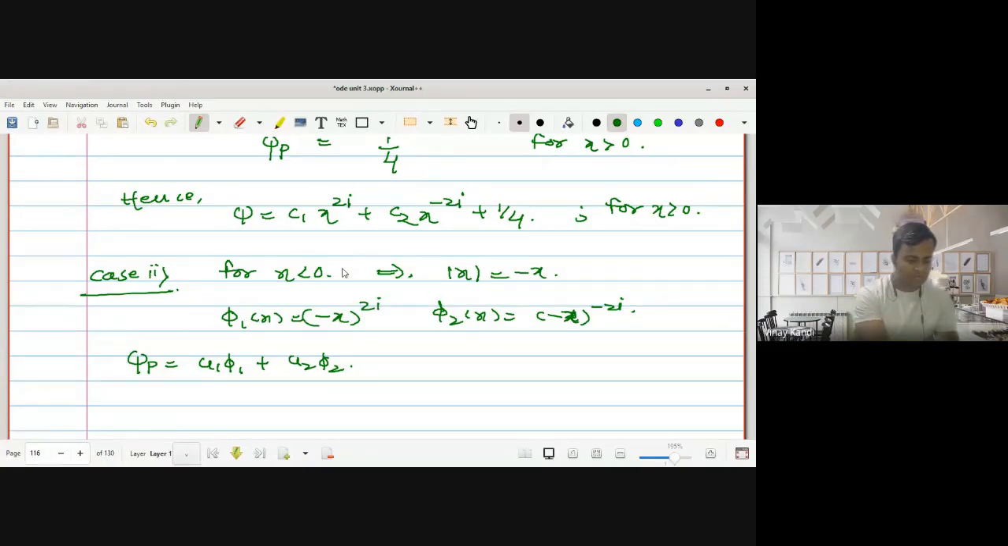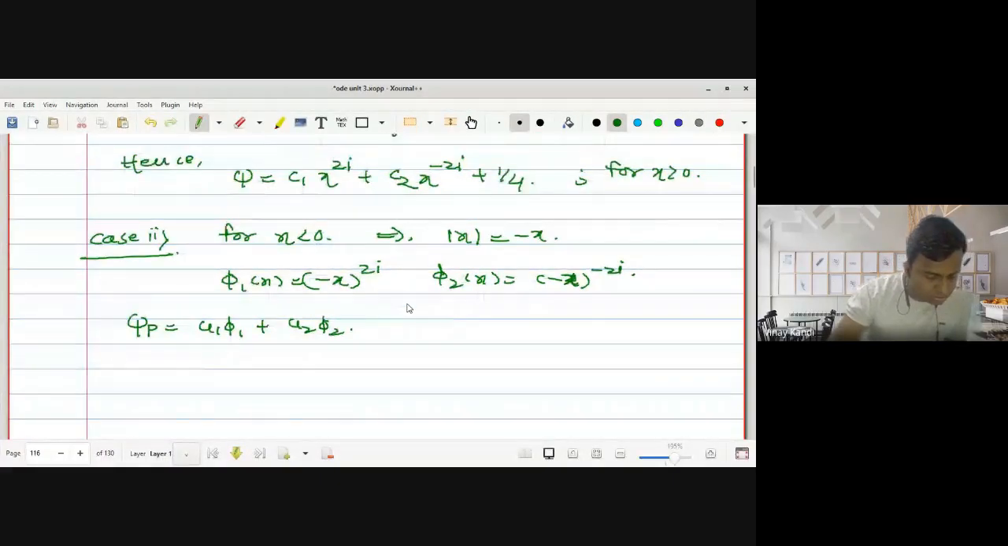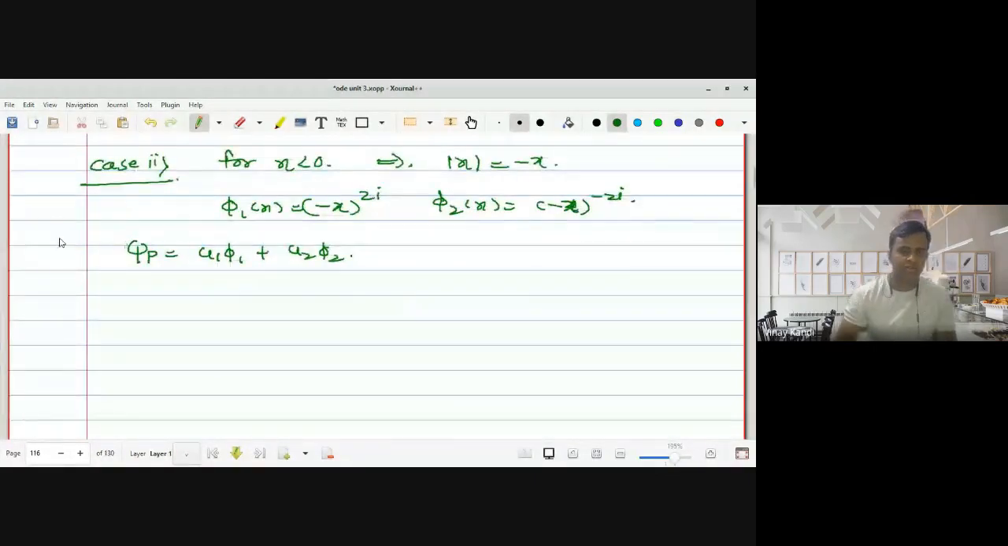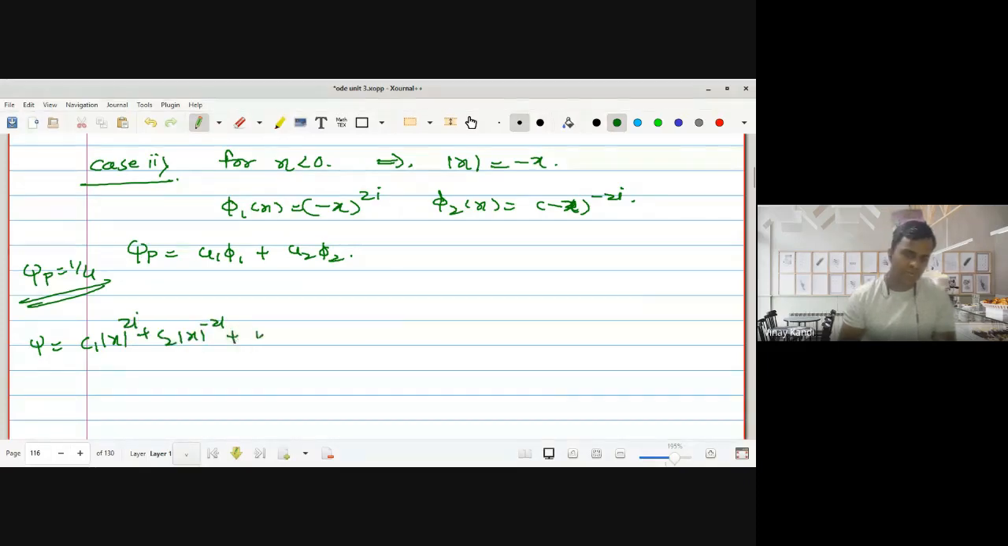The answer for psi p will be 1 upon 4. Okay, then using combined case 1 and case 2, at last we get psi is equal to c1 mod x raised to 2i plus c2 mod x raised to minus 2i plus 1 by 4. Solve this. There also psi p will be 1 upon 4 at the end.